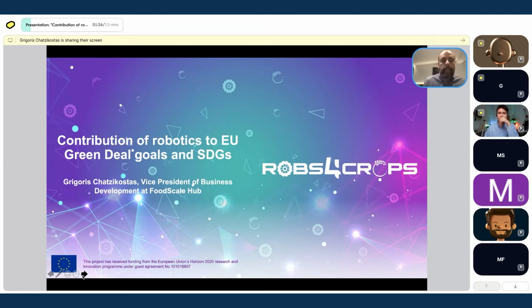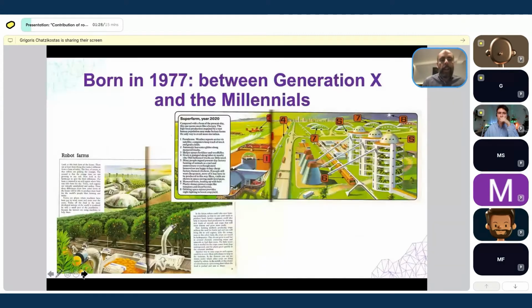But since I started by introducing myself, let me talk to you about my childhood. I was born in 1977, and I'm this gap generation between Generation X and the millennials. So when I was a kid, I grew up with pictures like that. These are pictures from the early 80s that I was reading about what robots can bring to society and how our farms would look in the future once we start using more and more robotic technology. This is how the artists were imagining robots in the year 2020. And these were the books that my father used to buy for me.